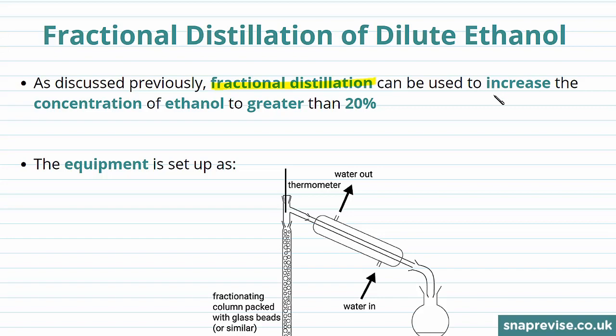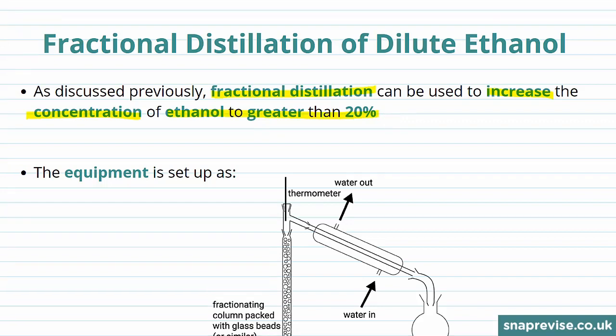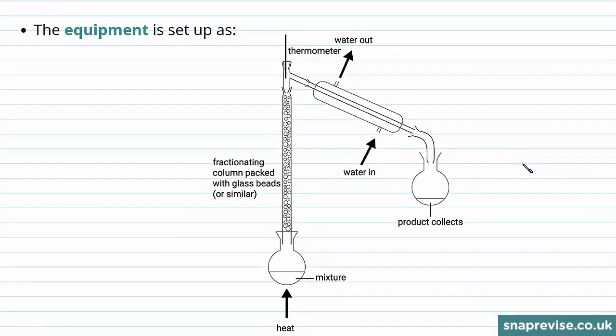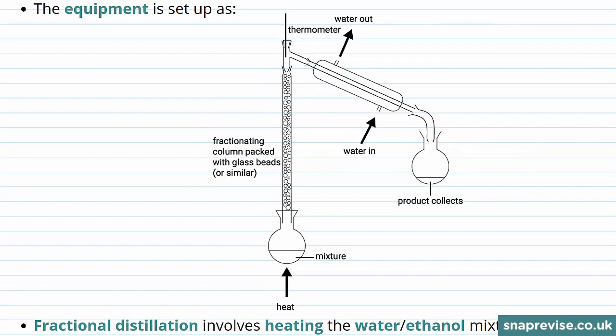Fractional distillation of dilute ethanol can be used in order to increase the concentration to greater than 20%. As shown on the previous slide, the experimental setup is as in this diagram, which you will have seen in a lot of detail if you've watched our video on distillation. In this diagram, all the most important features are labelled.